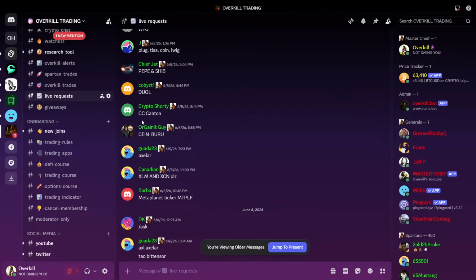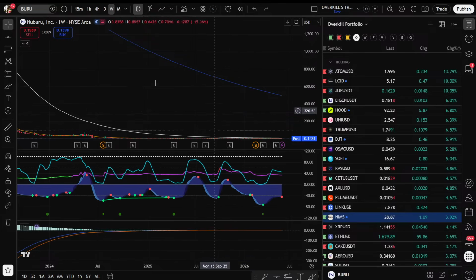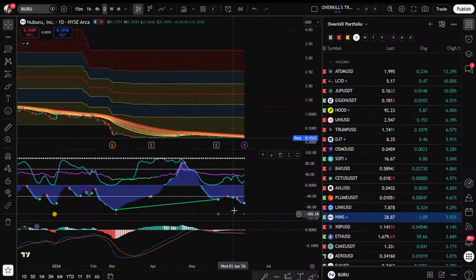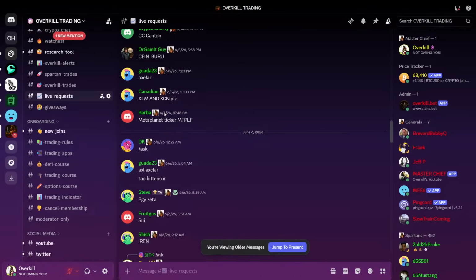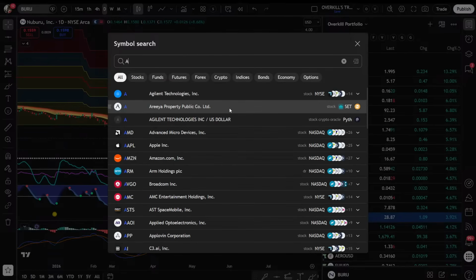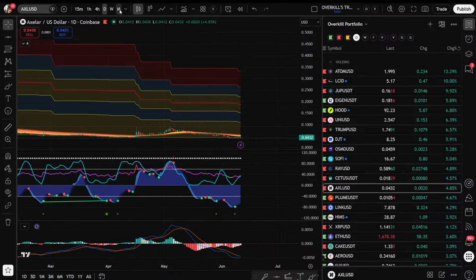CEIN, it's like an OTC penny stock down there. Yeah, we'd be buyers right there at 3 cents. Buru, I don't know why you would want to buy this. It's got a green dot here on the daily. Again, we don't really trade the penny stocks, the meme coins here, guys. So penny stocks, meme coins, you're gambling. Okay, we want to buy good quality assets. Axelar is a good quality asset.